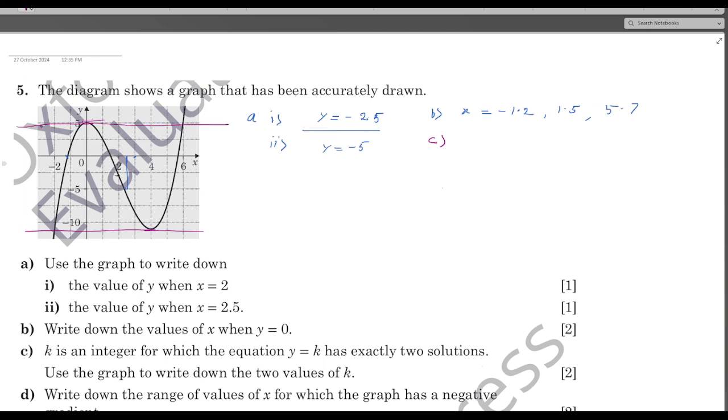For the lower point, the value is somewhere -11. So here your value of k is -11, or its value is +5. So -11 or 5 is your answer.